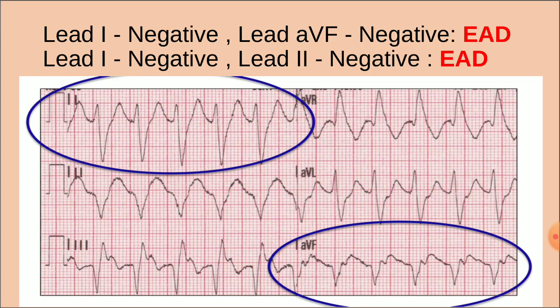Extreme axis deviation. The QRS complex in lead 1 is negative and lead 2 is negative. In the other comparison, the QRS complex in lead 1 is negative and lead aVF is negative, suggesting extreme axis deviation.